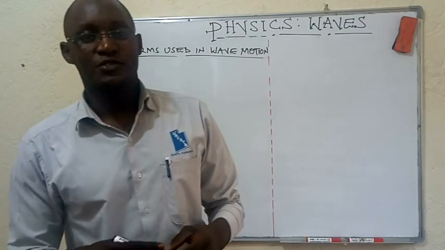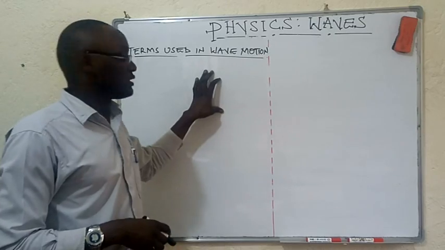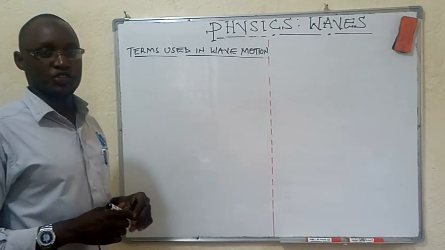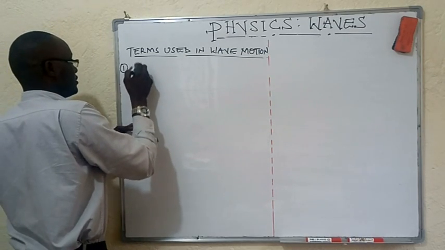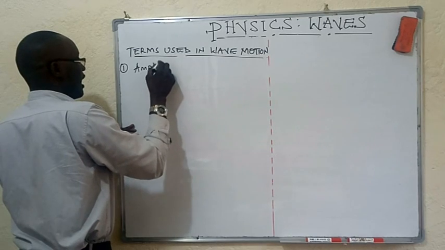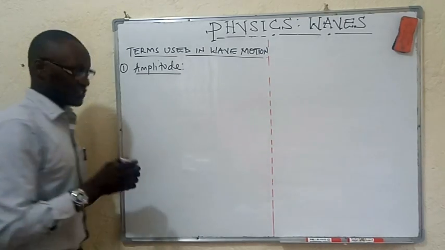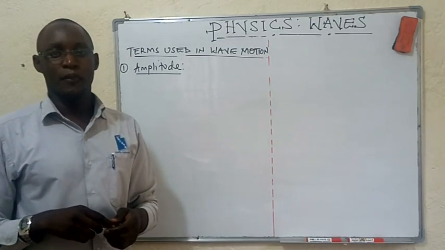Yes, my dear viewers, you are welcome to another interesting episode, and that is the terms used in wave motion. So, the first term we are going to talk about is what we call amplitude. Can everybody say amplitude? Amplitude. Oh, you are saying it well, but now what is amplitude?